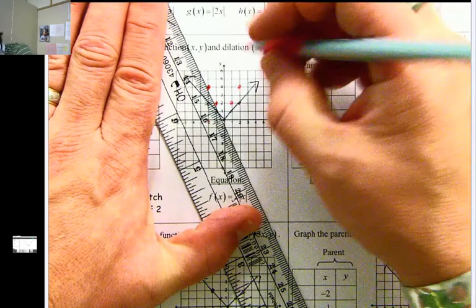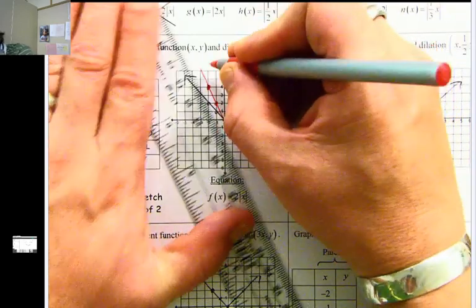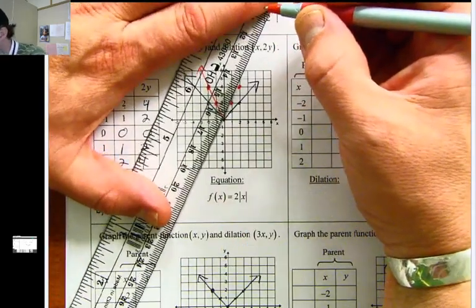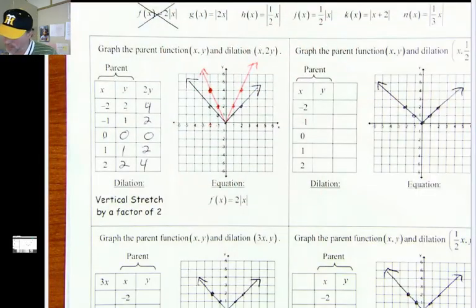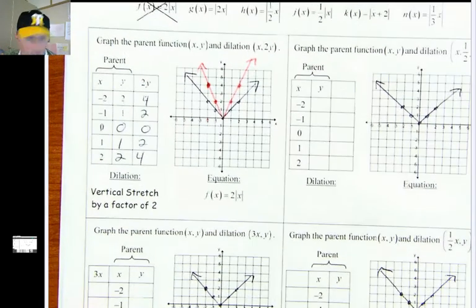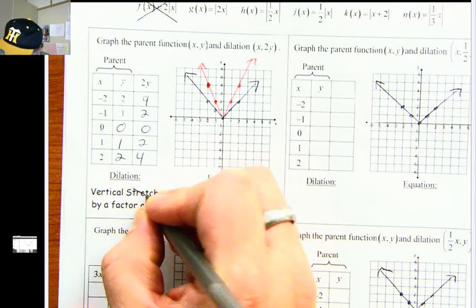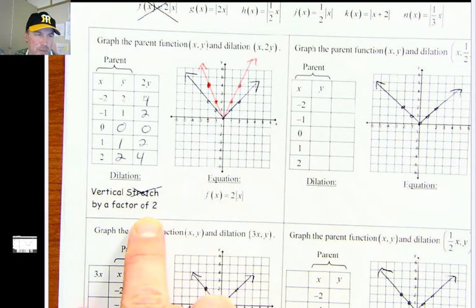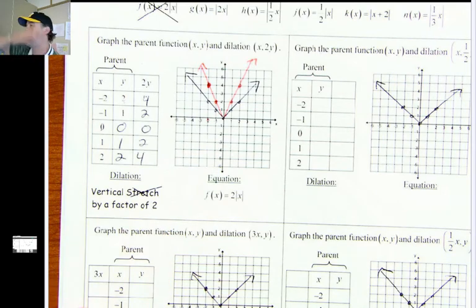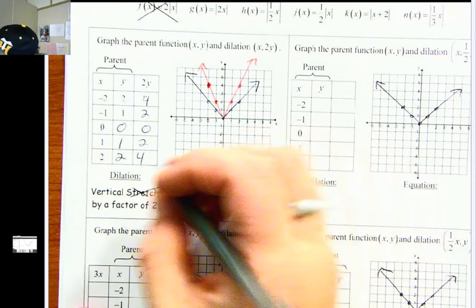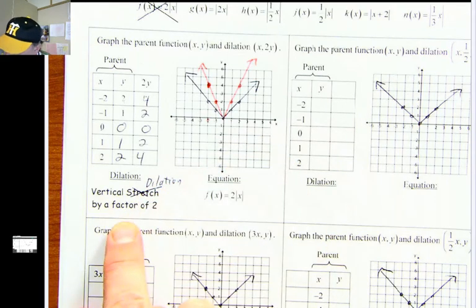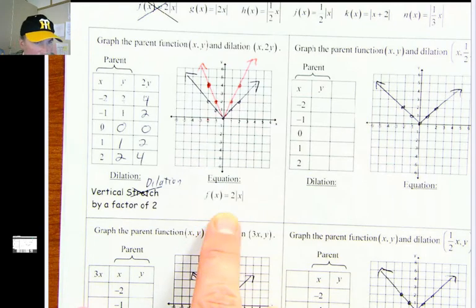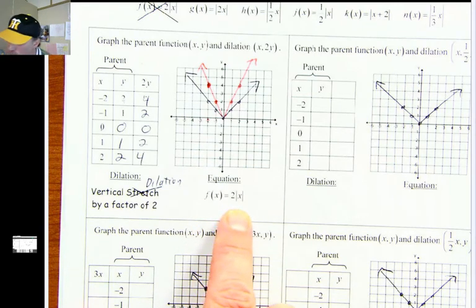And if you're doing multiple graphs, it's always nice to go multiple colors so that you can differentiate easily between the two graphs. Now, I noticed that they're calling this a vertical stretch by a factor of 2. I don't like using the word stretch and shrink. The number 2 in itself will let you know if this graph has been stretched or shrunk down. We're just going to use the word dilation. This is a vertical dilation by a factor of 2, and it appears that that equation is 2 times the absolute value of x.